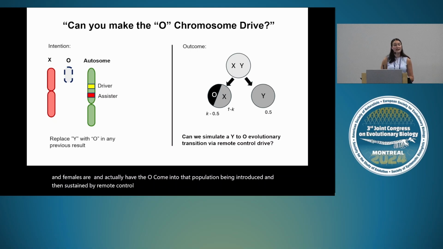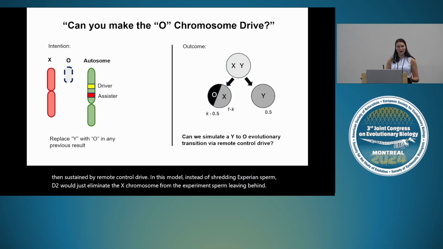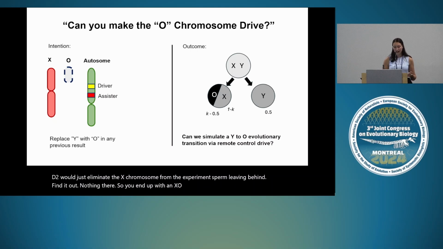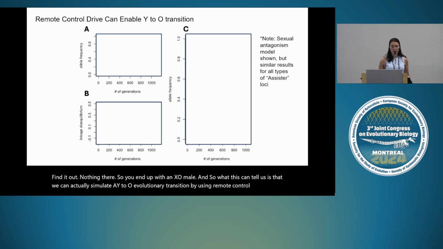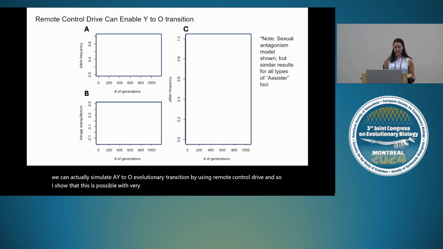In this model, instead of shredding X-bearing sperm, D2 would just eliminate the X chromosome from the X-bearing sperm, leaving behind an O. Nothing there, so you end up with an XO male. And so what this can tell us is that we can actually simulate a Y to O evolutionary transition by using remote control drive. And so I show that this is possible with a very similar set of figures.